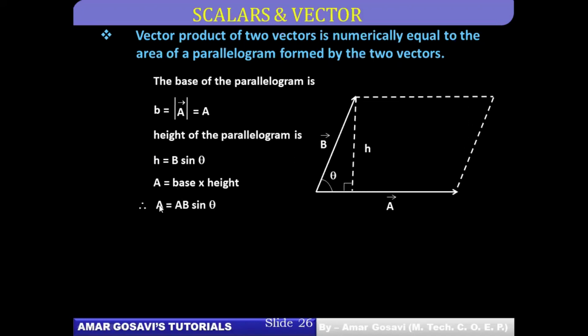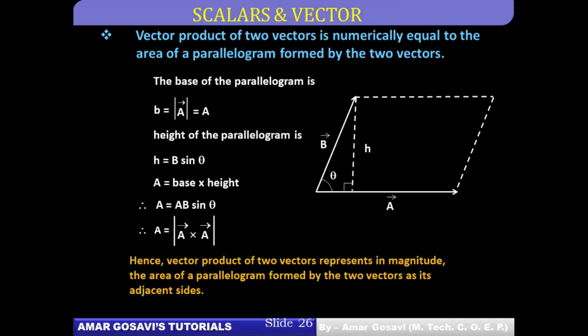This A stands for area, friends. This A stands for vector A. So can I say the area of a parallelogram, AB sine theta, is nothing but the vector product, A bar cross B bar. Here you have to make a correction. This is the definition of A bar cross B bar. You make a B bar over here. The area of the parallelogram can be worked out in terms of the cross product of A bar and B bar. Just have a look at it.